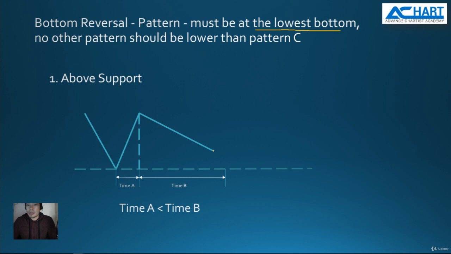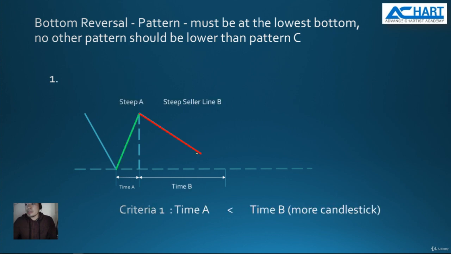Alright, again, this is above support, and time A is less than time B. What we can notice is that when time A is less, that means the buyer becomes more aggressive, because at that point it takes less time for the buyer to get to the peak of the price, and it takes time for the seller to end up at its supply line.